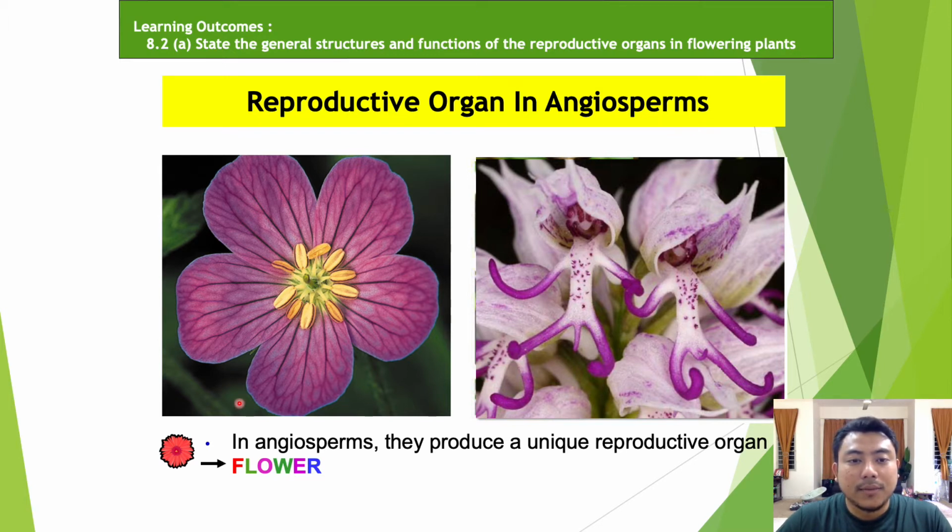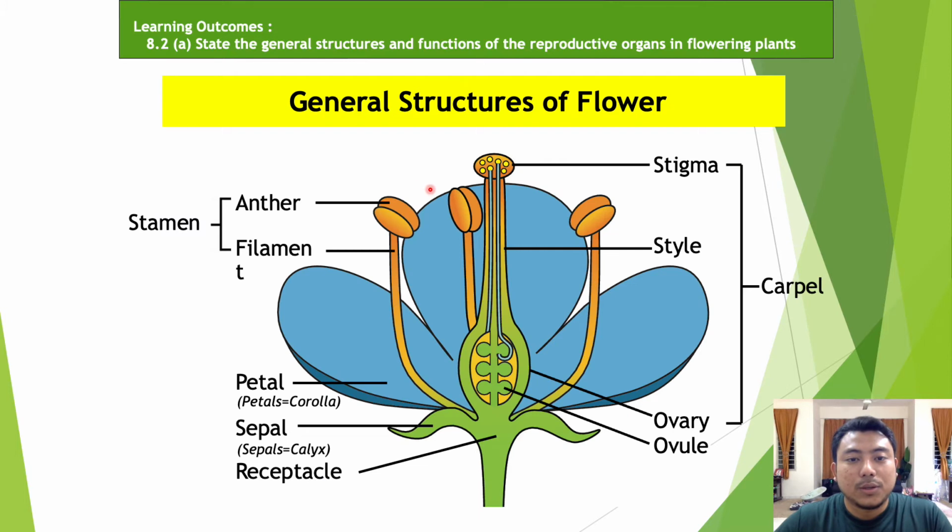So actually, the flower is the reproductive organ for plants. For us humans, we have our own reproductive organs, but for plants, it is the flower. So these are the general structures of a flower. We have the male part, the stamen, composed of the anther and filament. This is the anther, and the filament is the stalk that holds the anther.